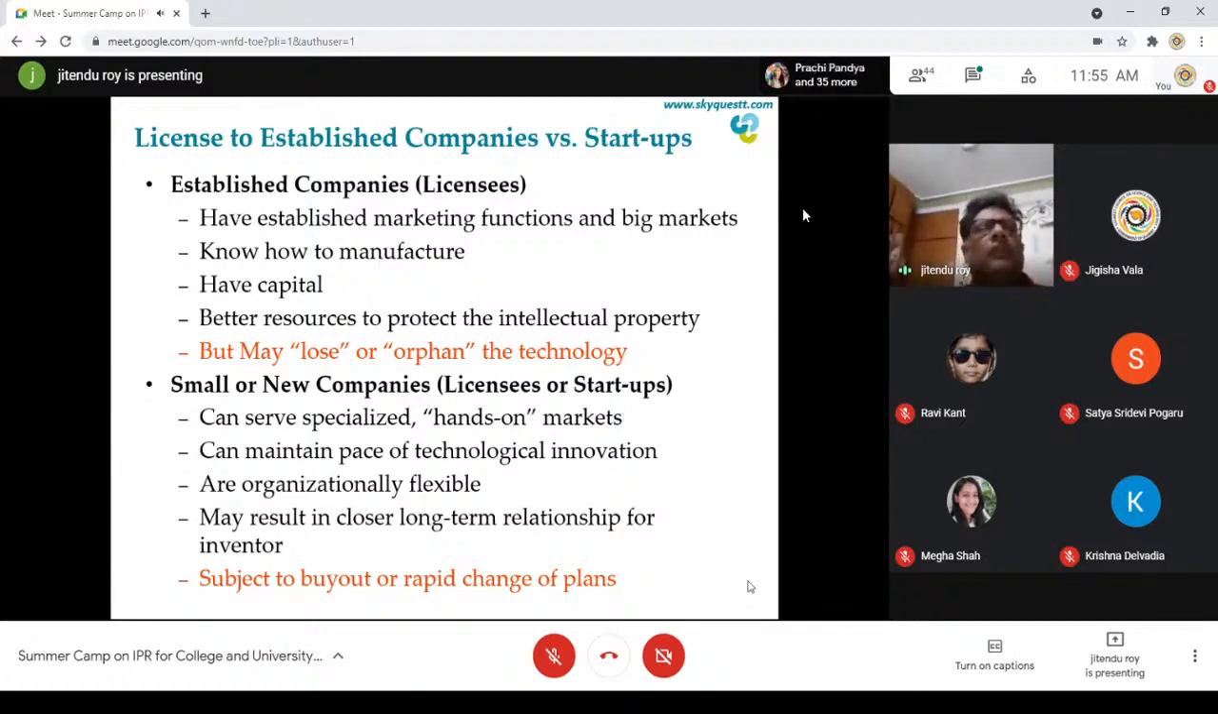So for that you have to look at the established market functions and big markets, know how to manufacture. उसको पता होना चाहिए कि how to manufacture if they finally come through the trials, how to manufacture and capitalize it. And they should have capital. Very important. अगर नहीं है तो कहाँ से they will bring in the capital to develop it. So it is very important to look at their balance sheet.